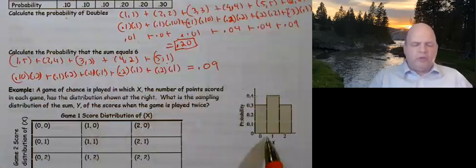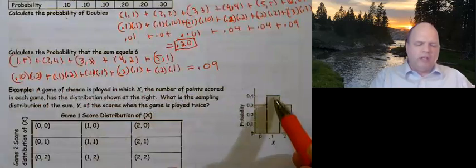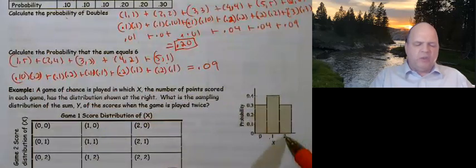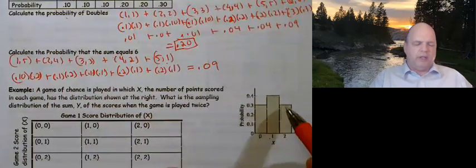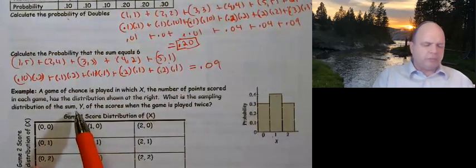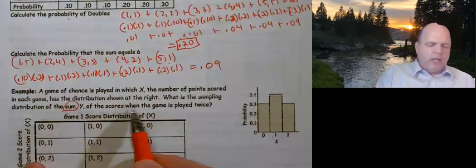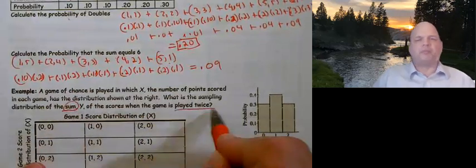So we have a distribution of X. You can get either 0 points, 1 point, or 2 points. And the probability of getting 0 points is 0.3. The probability of getting 1 point is 0.4. And the probability of getting 2 points is 0.3. What is the sampling distribution of the sum when the game is played twice?